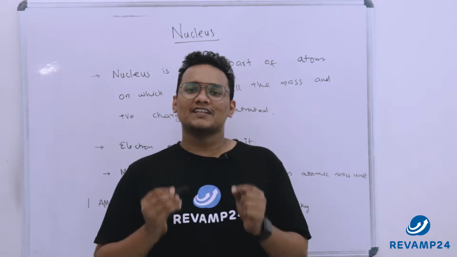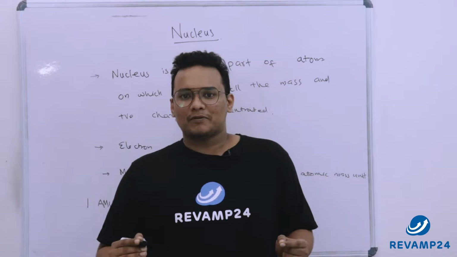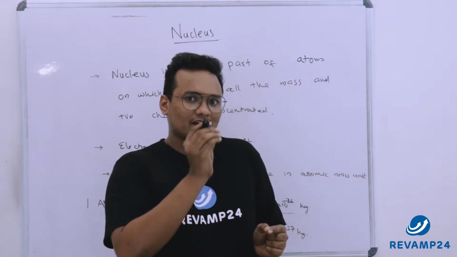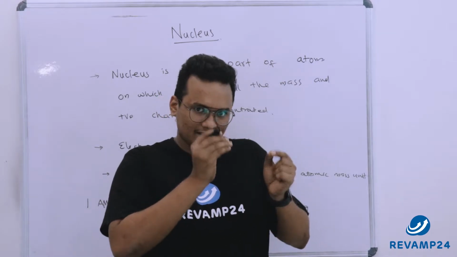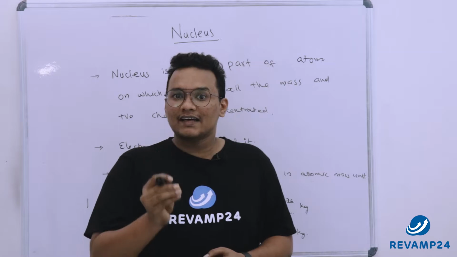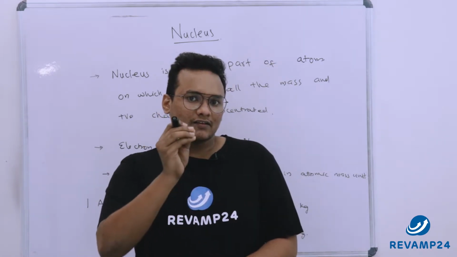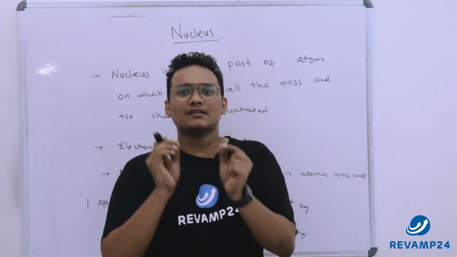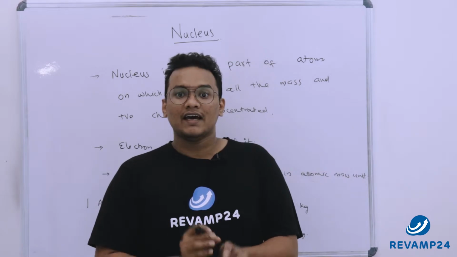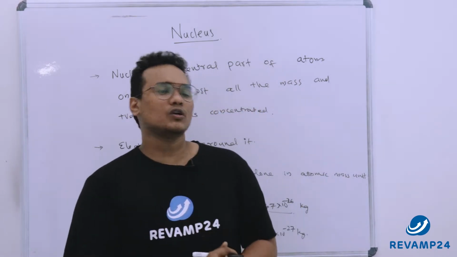Today we are going to start a new chapter, which is nucleus. In the chapter on atoms we have already learned about the nucleus as per Rutherford's atomic model, from his alpha ray scattering experiment. He has given some valid points about the nucleus. Which are the valid points? One, the charge of the nucleus is positive, and the entire mass of the atom is concentrated at the nucleus.